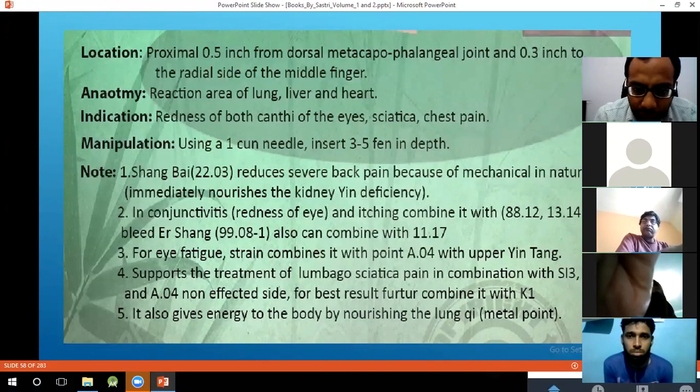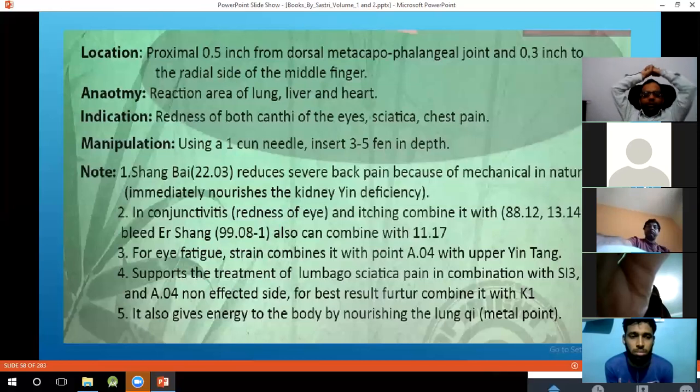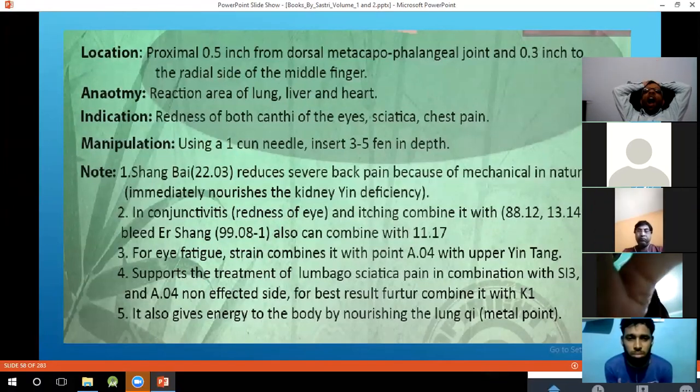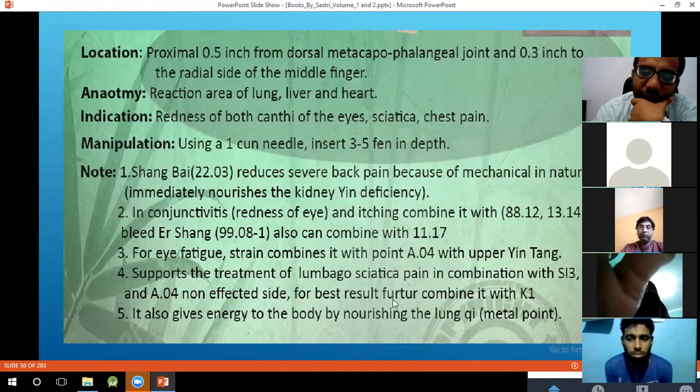It also energizes by nourishing the lung qi. So whenever you see lung qi deficiency, whenever you're feeling fatigued and tired, this point acts as an antioxidant for the body and it is very good.